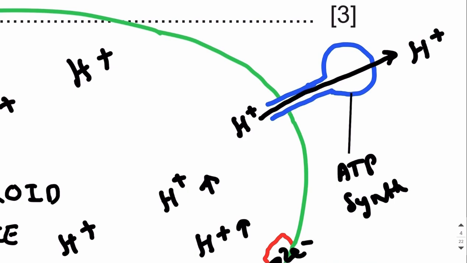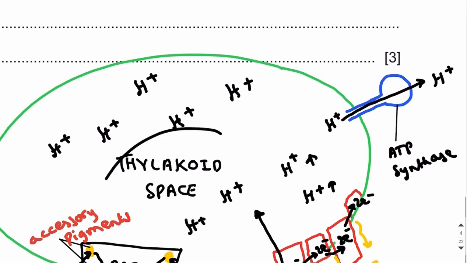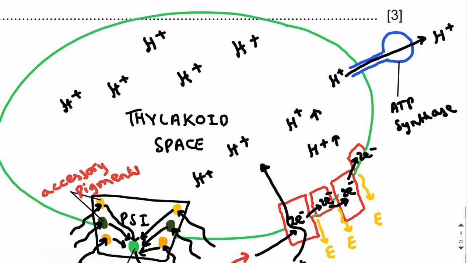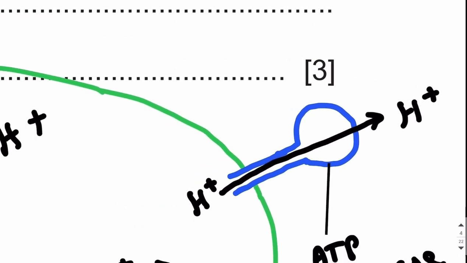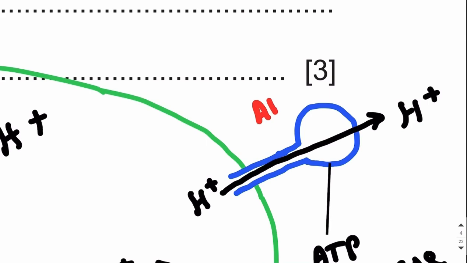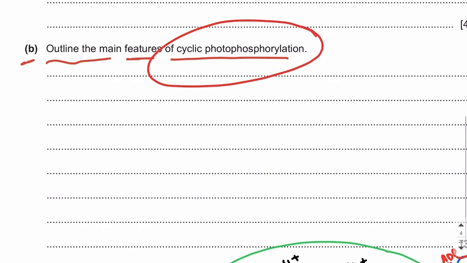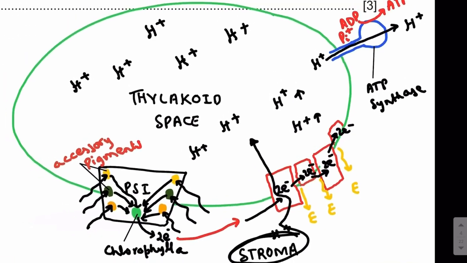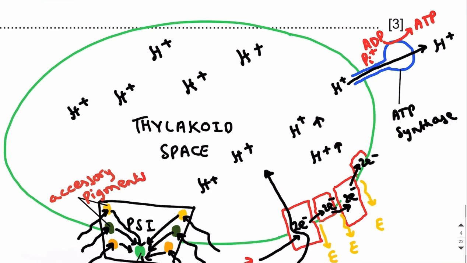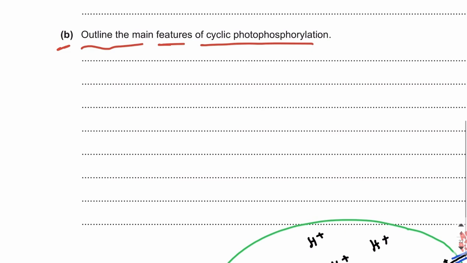As these hydrogen ions flow down the concentration gradient from the thylakoid space to the stroma, energy is released to make ATP from ADP and inorganic phosphate. This is cyclic photophosphorylation. Eventually the electrons from the electron transport chain return to the primary pigment of photosystem 1, or chlorophyll A of photosystem 1. Let's write this down.